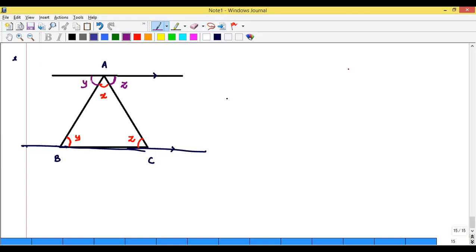Okay. Now what is the sum of x plus y plus z? X plus y plus z is equal to how many degrees? Therefore, what is the sum of interior angles of a triangle? 180 degrees. You already know it, but I'm just proving it. 180 degrees because of this. You understand? Because of this, you say it is 180 degrees, right?